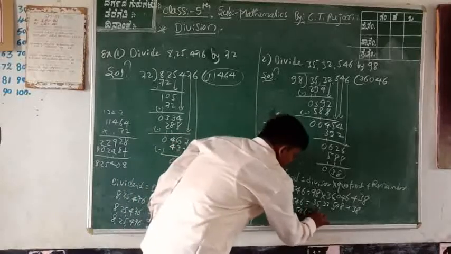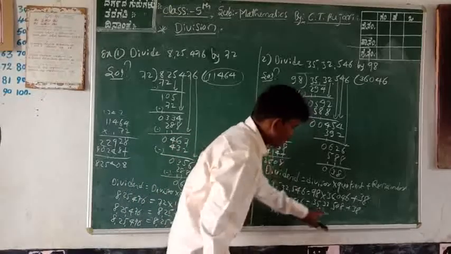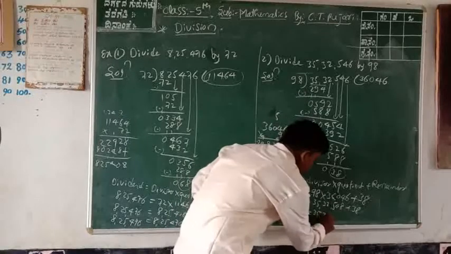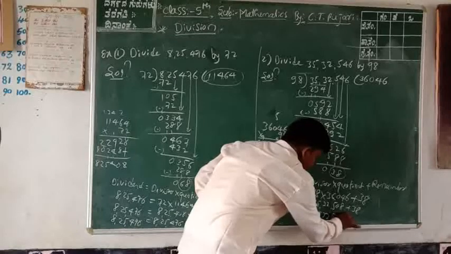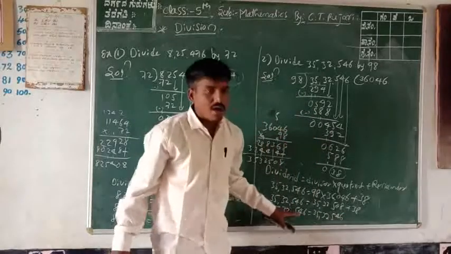Next, simplification. Therefore 35 lakh 32,546 is equal to 35 lakh 32,546. This equation is LHS equal to RHS.